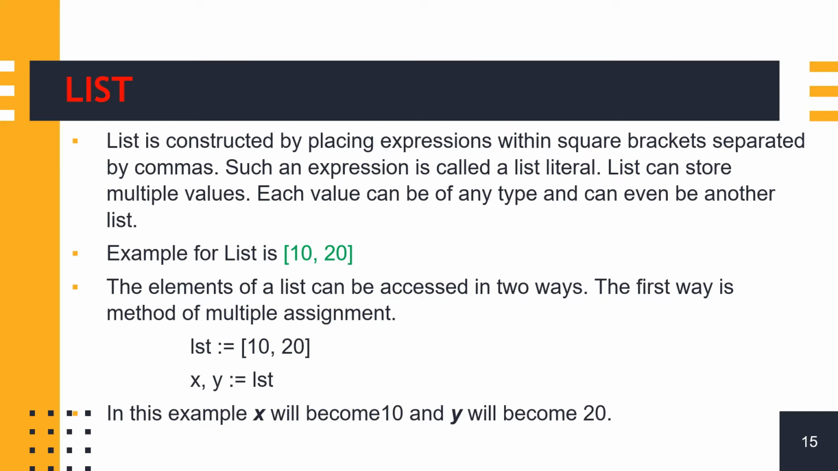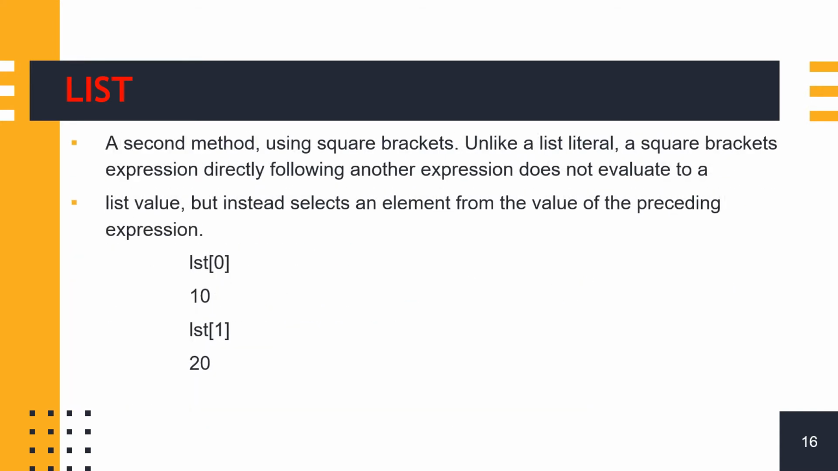The elements of a list can be accessed in two ways. The first way is the method of multiple assignment. Here, list equal to [10, 20], x, y equal to list. In this example, x will become 10 and y will become 20, right? Now a second method uses the square brackets. Unlike a list literal, a square brackets expression directly following another expression does not evaluate to a list value, but instead selects an element from the value of the preceding expression. First, here list[0] is 10, list[1] is 20, right?